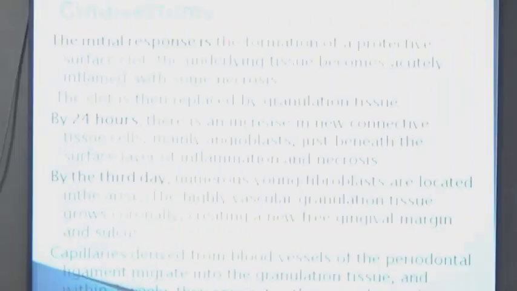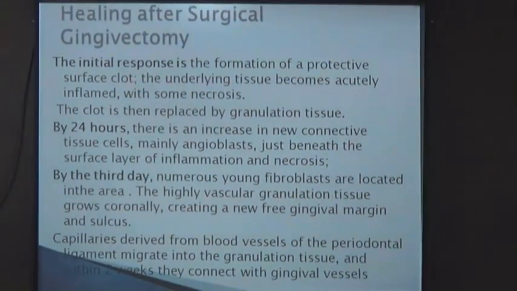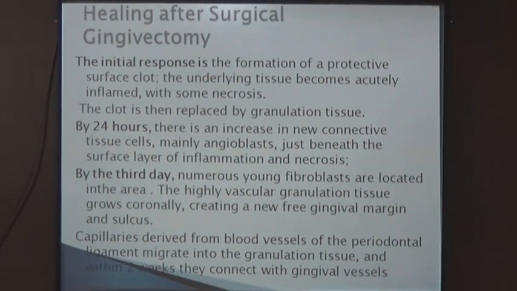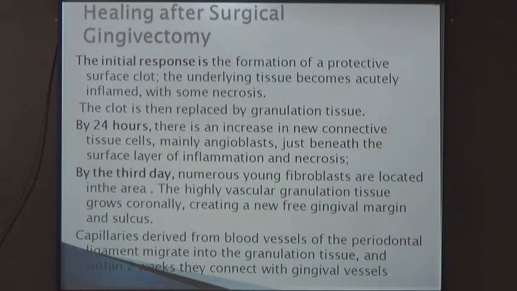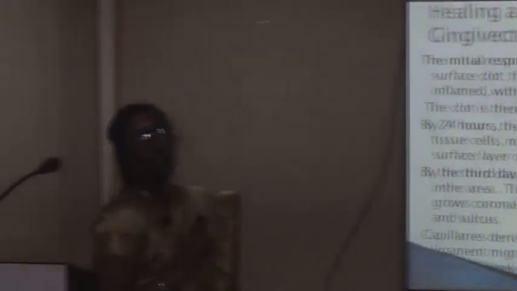The clot is then replaced by the granulation tissue. Usually they will ask what is the difference between the healthy granulation and diseased granulation. It will have just small tiny sprouts. The diseased granulation will be bluish red, whereas this will be red because of the amount of capillaries, which contain vascular growth factor. There will be more circulation. And then by 24 hours, there is an increase in new connective tissue cells, mainly angioblasts. Third day, numerous young fibroblasts are located. Then capillaries derived from the blood vessels of the periodontal ligament migrate into the granulation tissue, and within 2 weeks, they connect to the gingival vessels. So the usual question is, what is the initial response? Mainly blood clots.